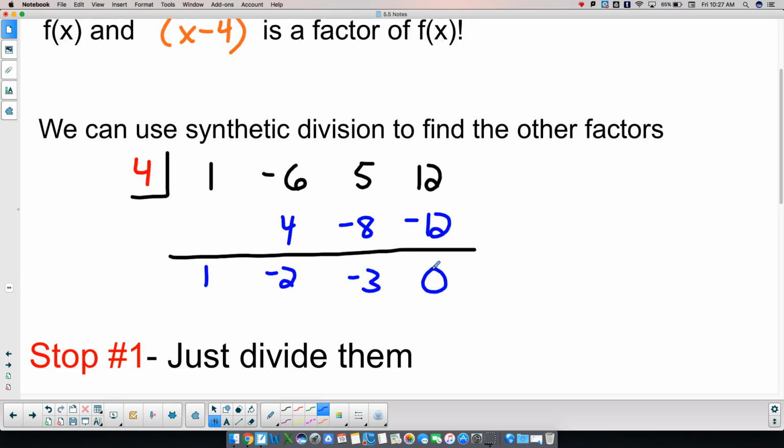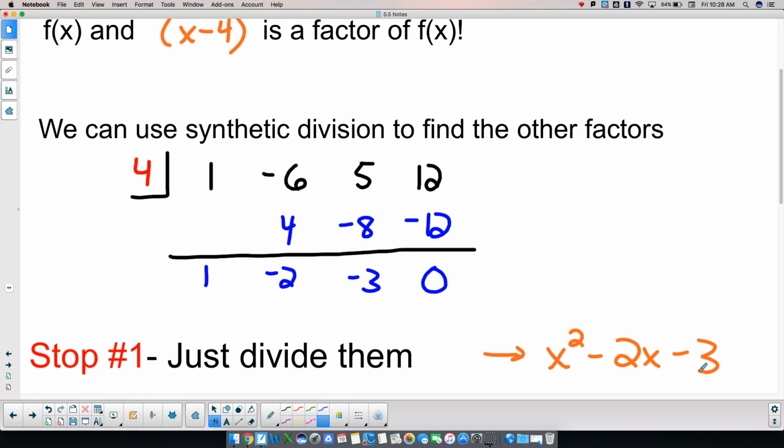Okay? So, if it's the first stop on our bus route, we would just straight up divide it out. And if it's the first stop where we just divide these two, then this answer here would be x squared minus 2x minus 3. So if the directions say divide these two polynomials, that's going to be what your answer looks like.